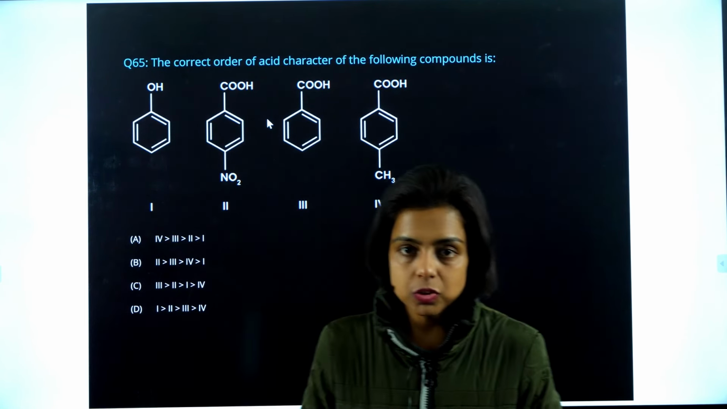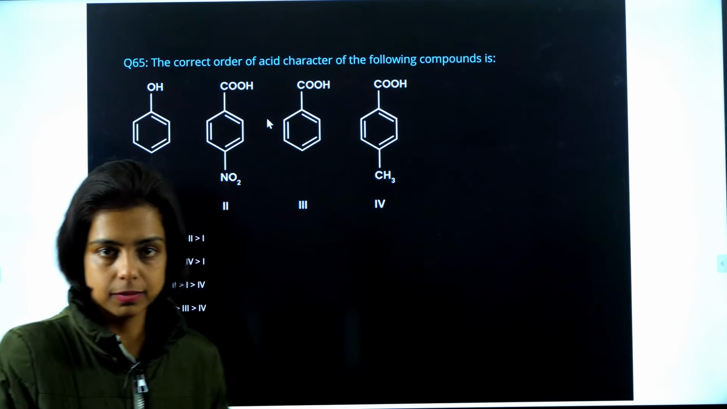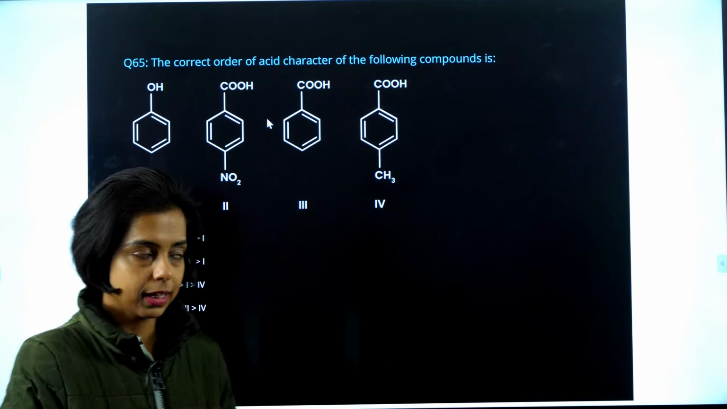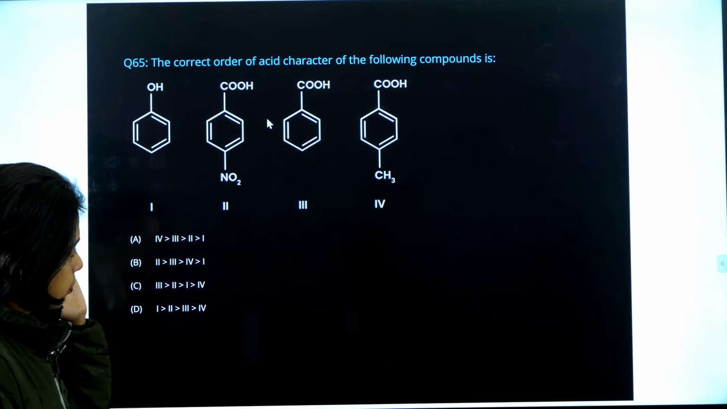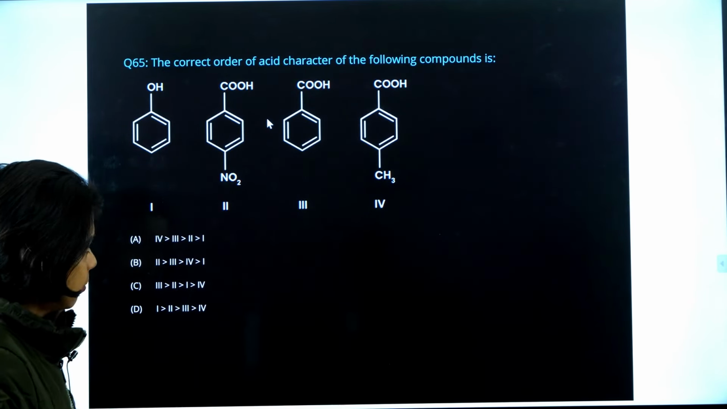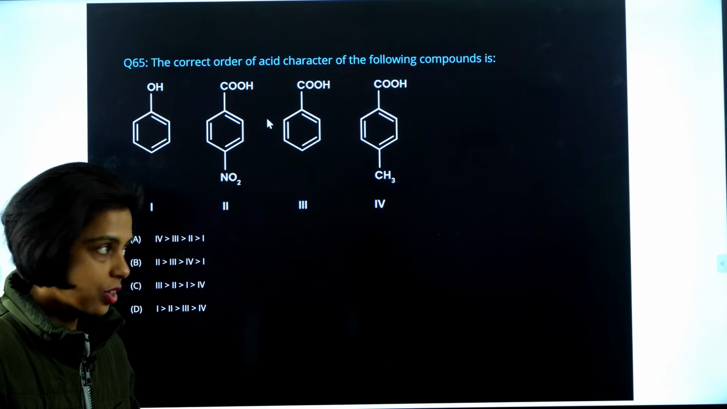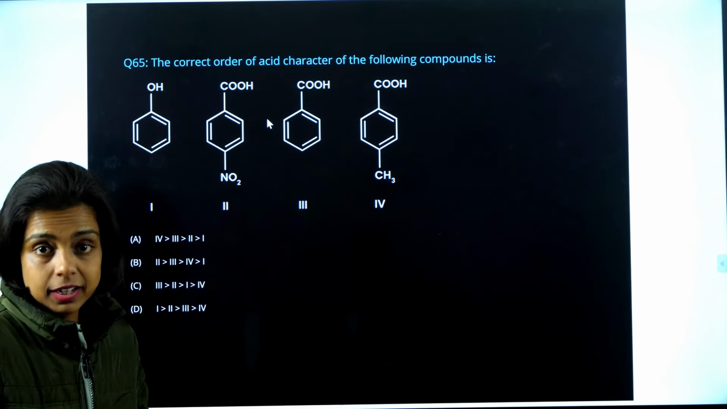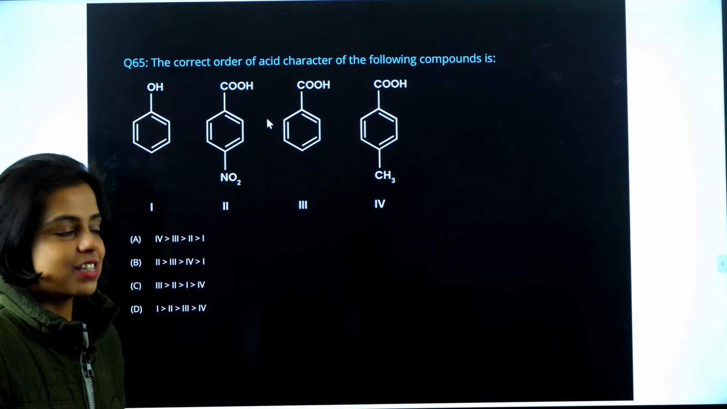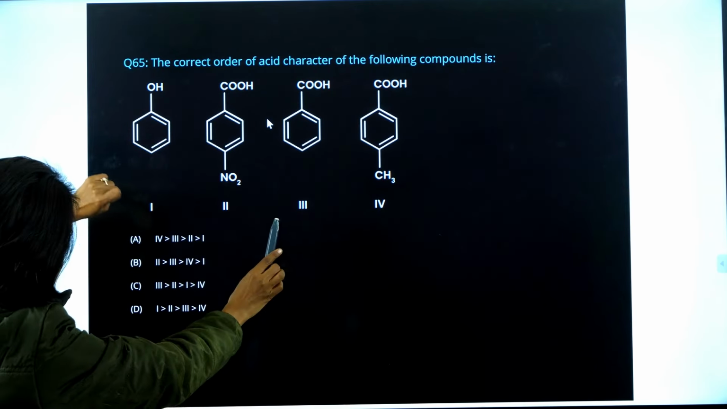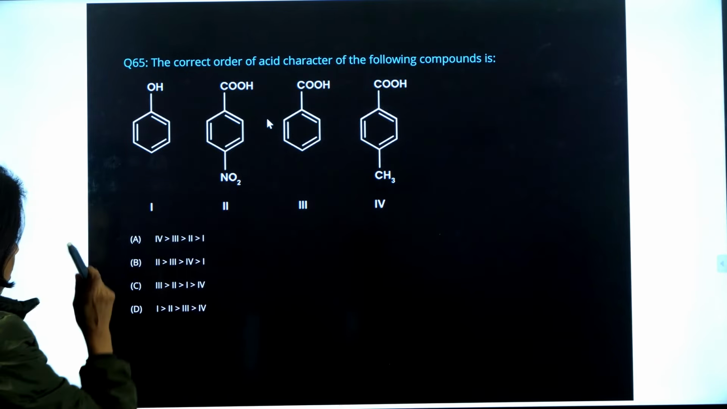So indeed the one with carboxylic acid is more acidic, because after losing its proton it becomes a more stable ion as compared to the oxide ion. So we have one in the end. NO2 is an electron withdrawing group; electron withdrawing groups increase acidic strength. CH3 has a plus I effect; electron releasing groups decrease acidic strength. So the most acidic is 2, followed by 3, and then 4, and then 1.